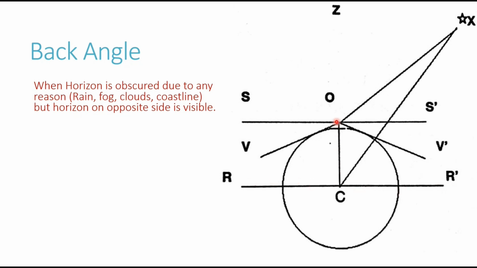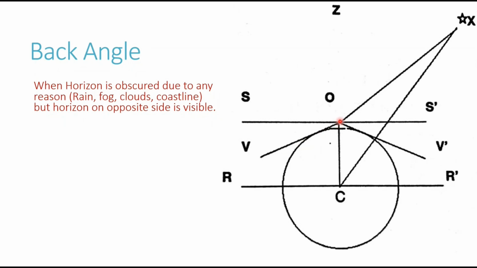Now, from the observer's eye, if we draw a tangent to the surface of Earth, you see, this is the tangent in one direction. This is represented by OV dash. This represents the visible horizon of the observer. If you see on the opposite side, then from the observer's eye, you draw a tangent, you see OV is the visible horizon of the observer.